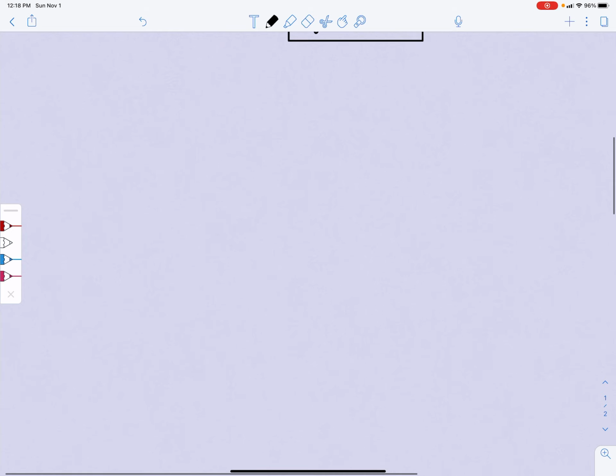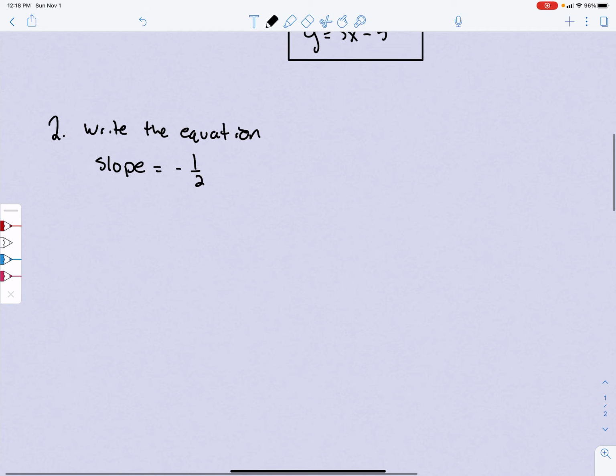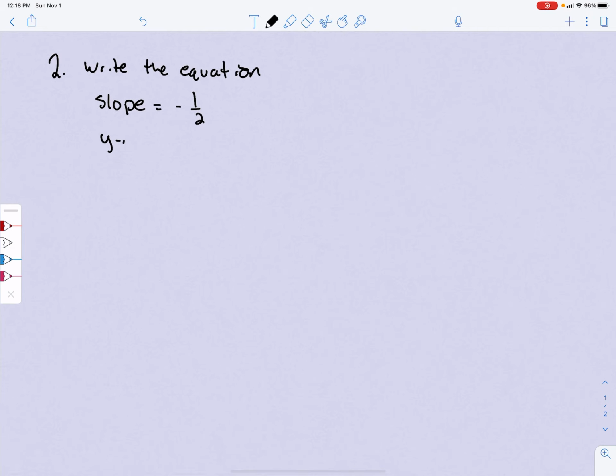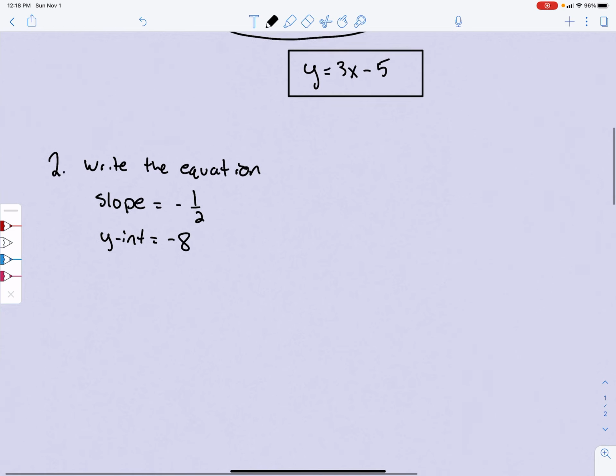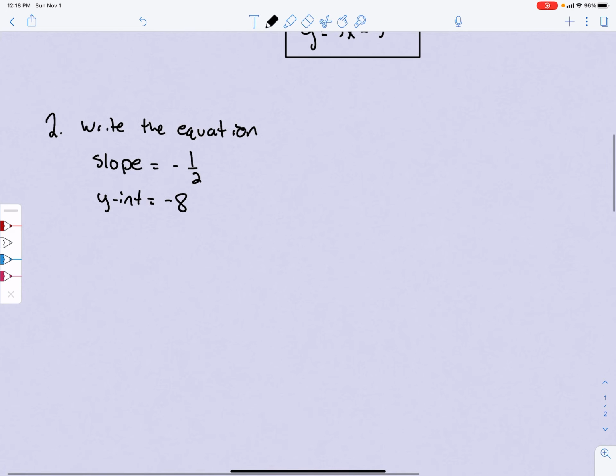Let's look at another example. Number 2. Let's say I'm going to ask you to write the equation, and I'm going to give you the slope is equal to -1/2, and the y-intercept is equal to -8. So again, based on what the problem gives you, that tells you what formula to use. So we know they gave us slope, which is also equal to m. Got to remember that. And they gave us the y-intercept, which is equal to b.